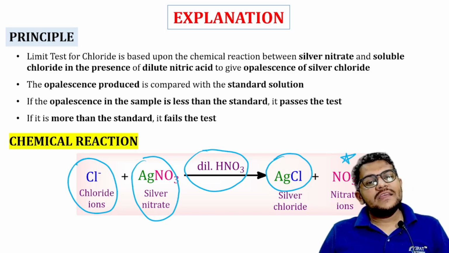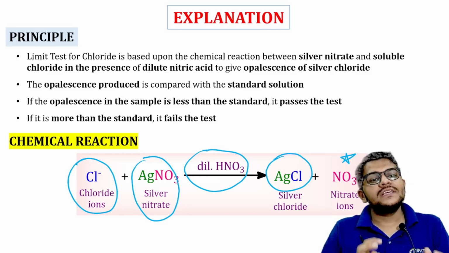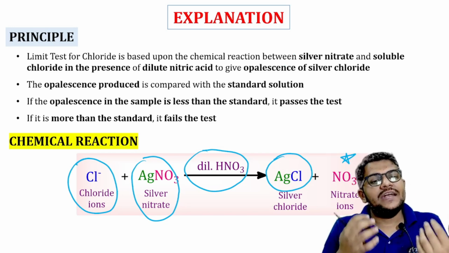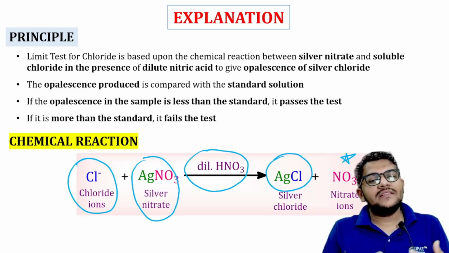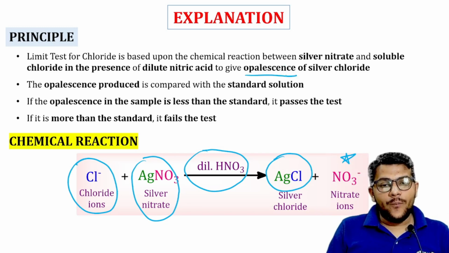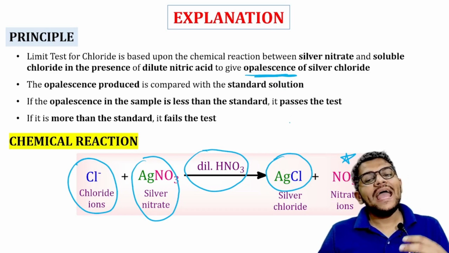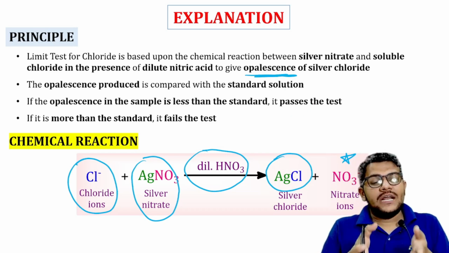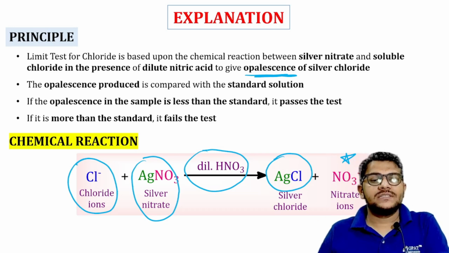So the reaction, as I told you, is based on silver nitrate with the soluble chloride present in the solution. We are using dilute nitric acid to provide an acidic pH, and opalescence, or we can say turbidity, of silver chloride is formed. Then the turbidity of this test sample we are going to compare with the standard solution.